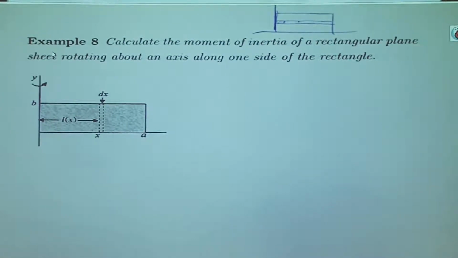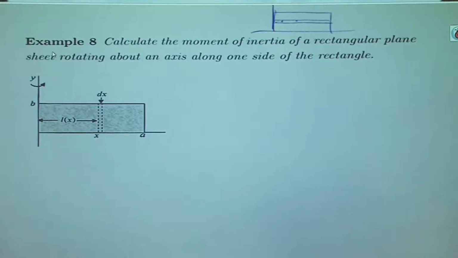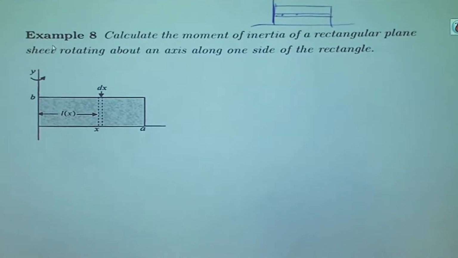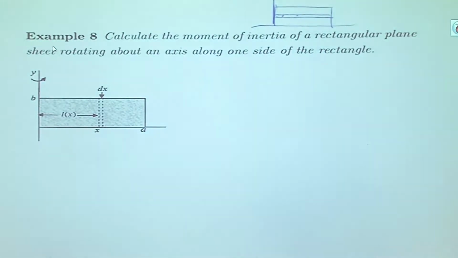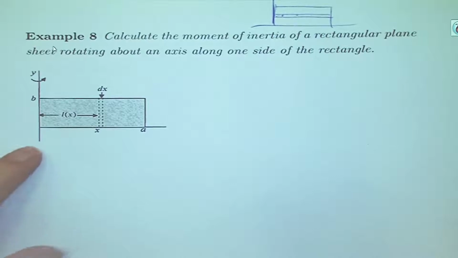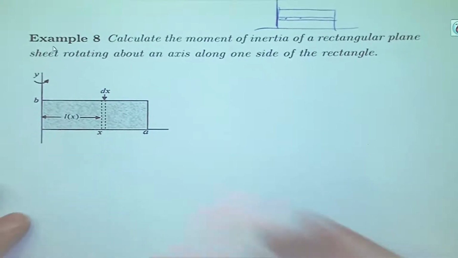Okay, calculate the moment of inertia of a rectangular plane sheet rotating about an axis along one side of the rectangle. So just like those clickers that you get at the show and drive everyone nuts. You guys, can you be quiet please, because that's coming right down here. Okay, so we're going to slice it vertically.